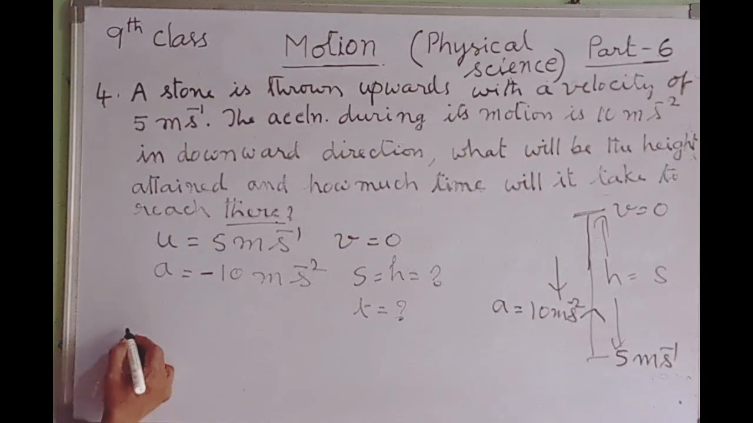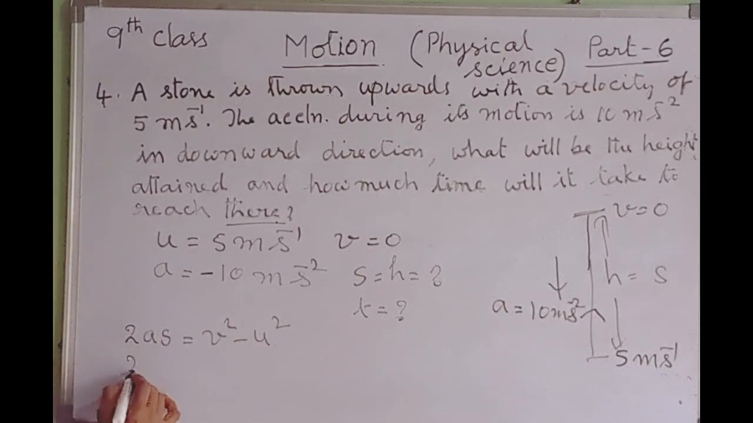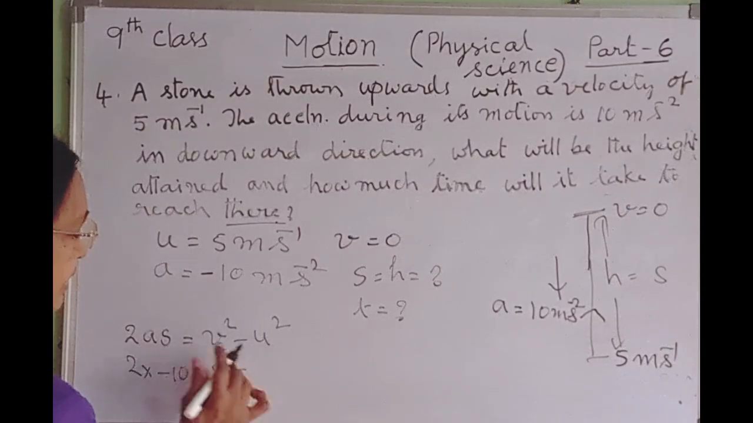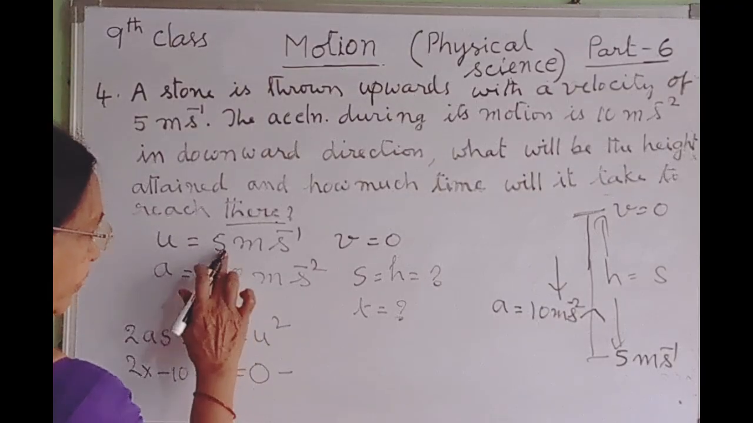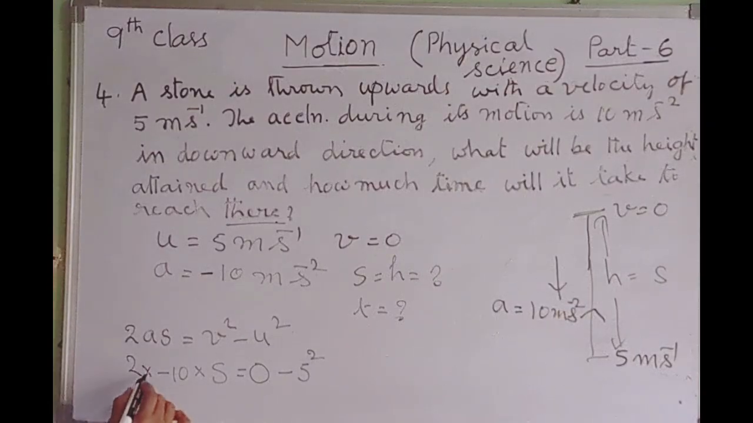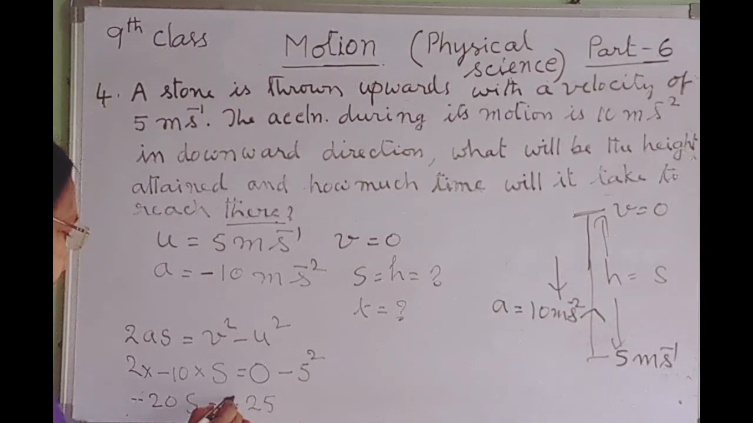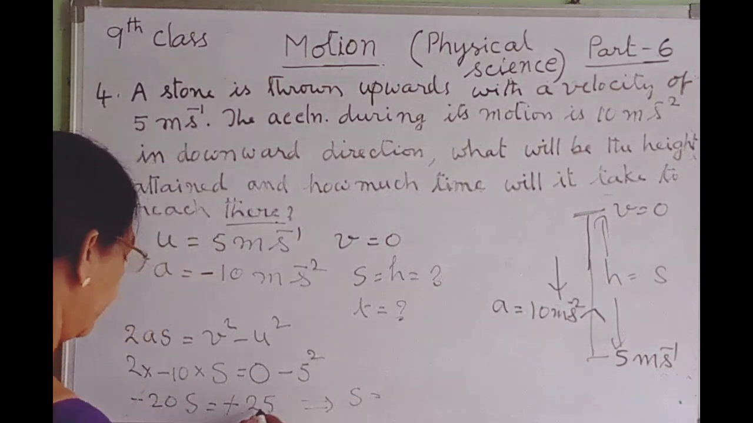So first if we take the relation 2as is equal to v square minus u square, 2 into a is minus 10 into s, we have to find out. And v square, final velocity is 0, 0 square 0, minus u square, u is 5 meters per second, so u square is 5 square. Or minus 2 into 10, 20, s is equal to minus 5 square, which is equal to minus 25. Minus minus gets cancelled, so s is equal to 25 by 20.